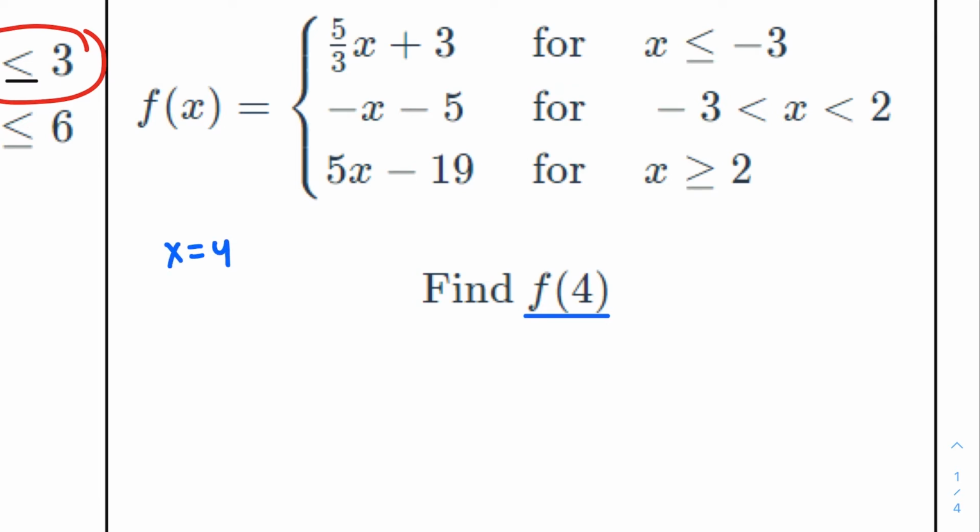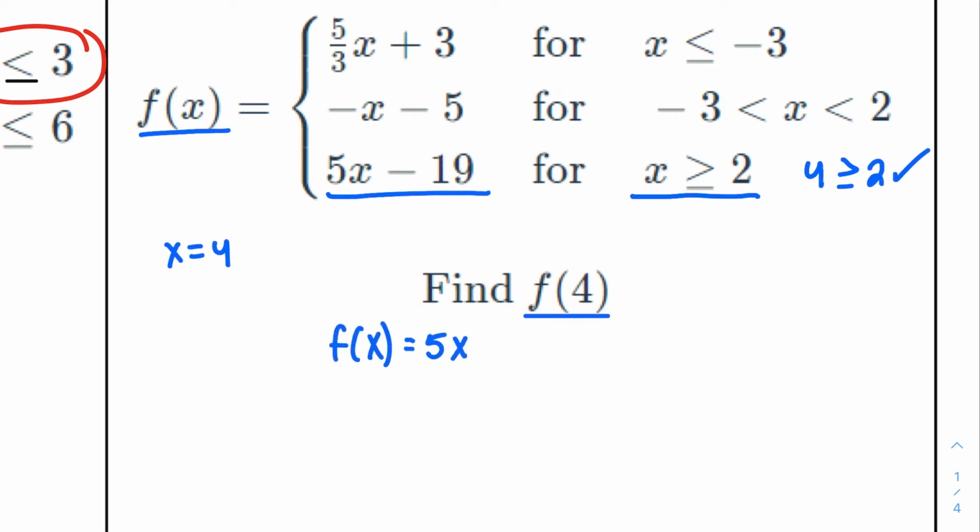So where does x equal 4 fall? It's not this one because it's not less than -3. It doesn't fall between -3 and +2. It is right here, so x is greater than 2. Another way of saying that is 4 is greater than or equal to 2. Yes, therefore we use this rule. So we rewrite our equation. F of x is equal to 5x minus 19.